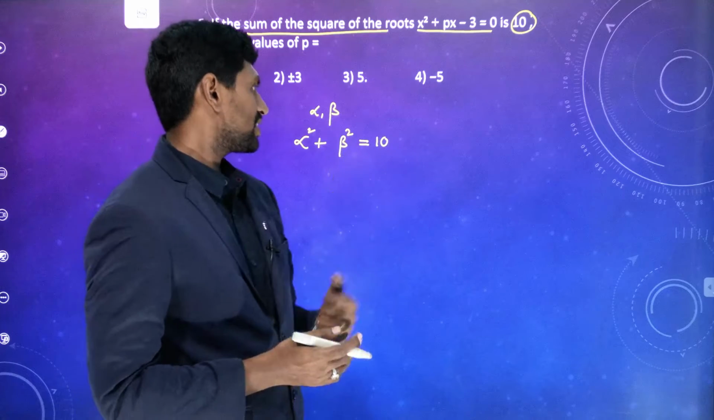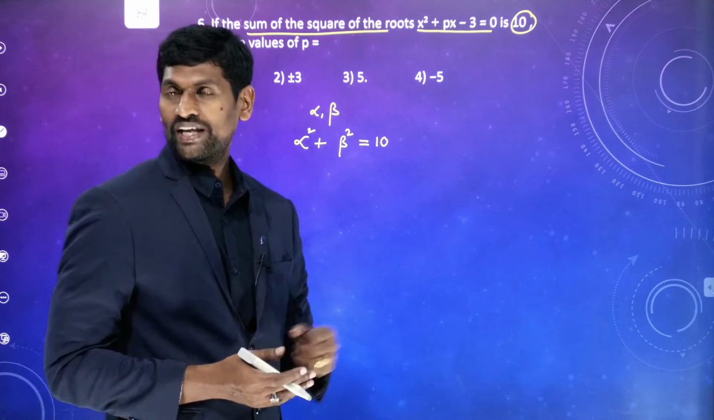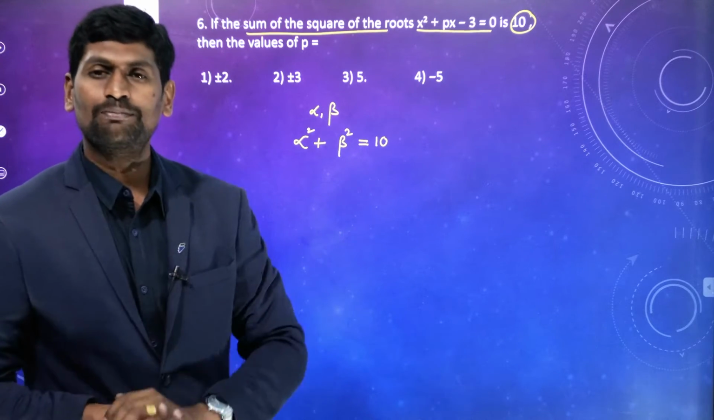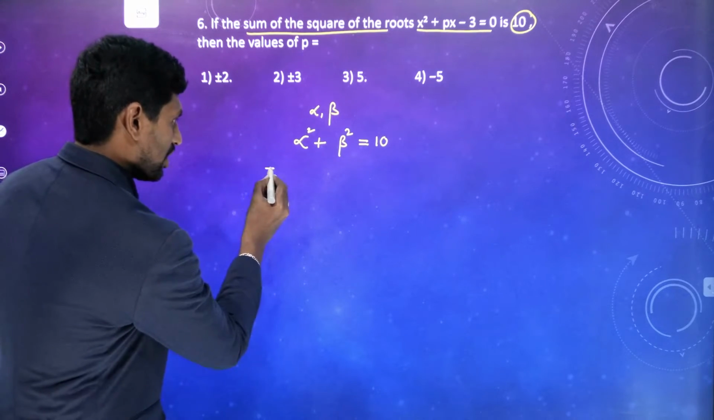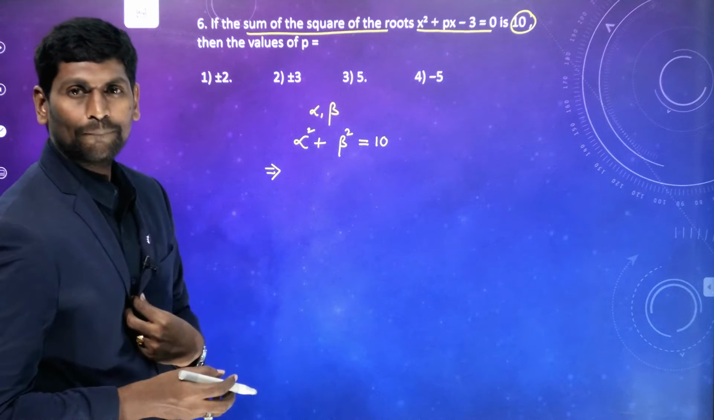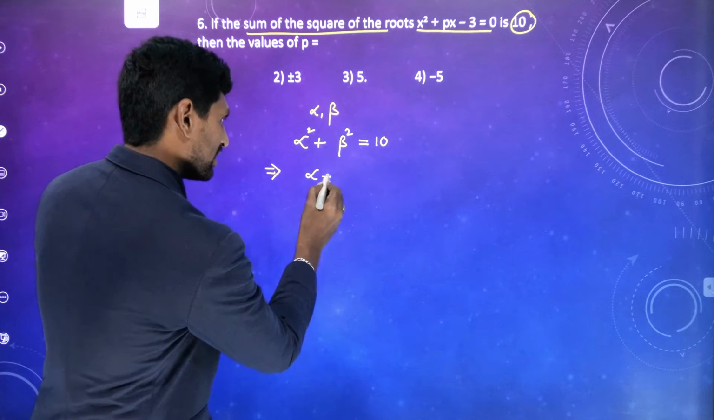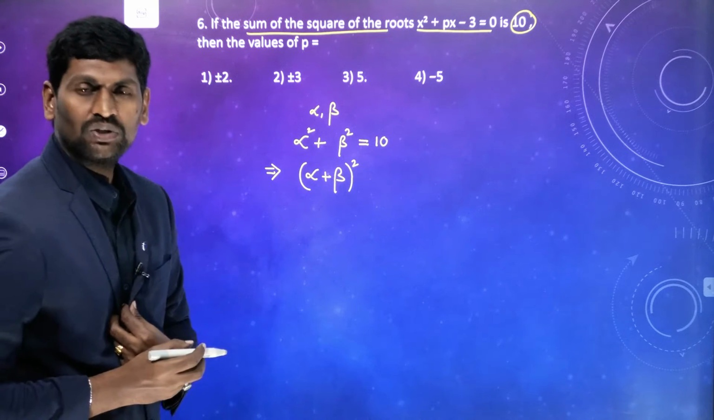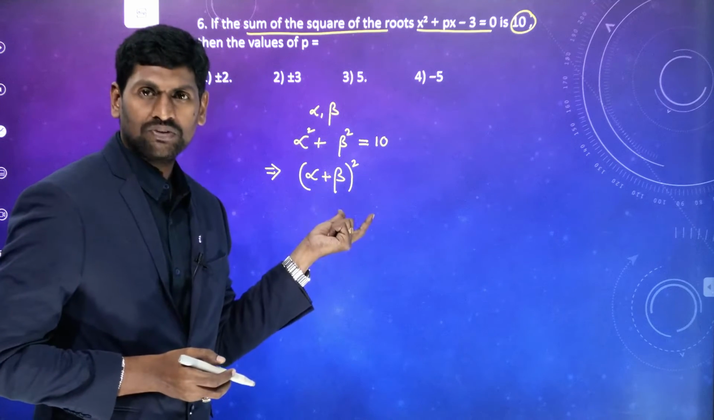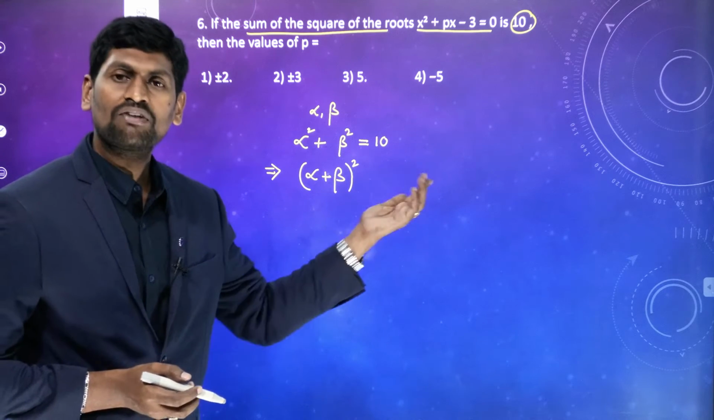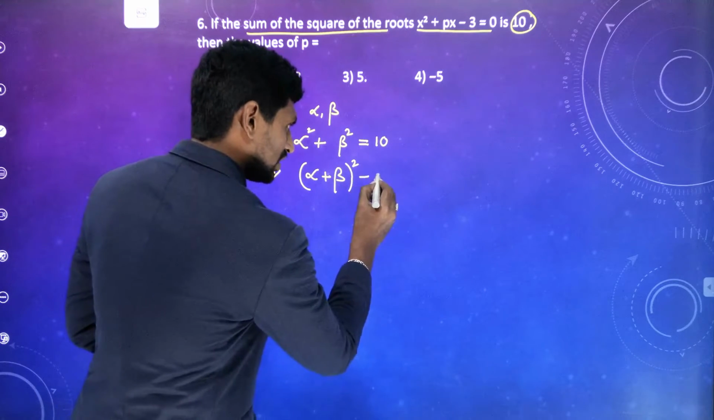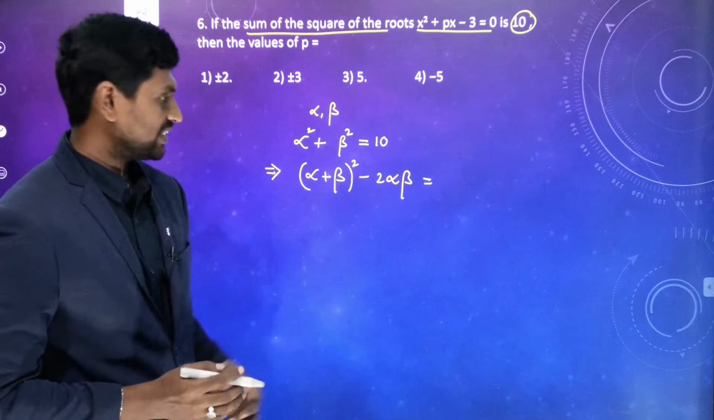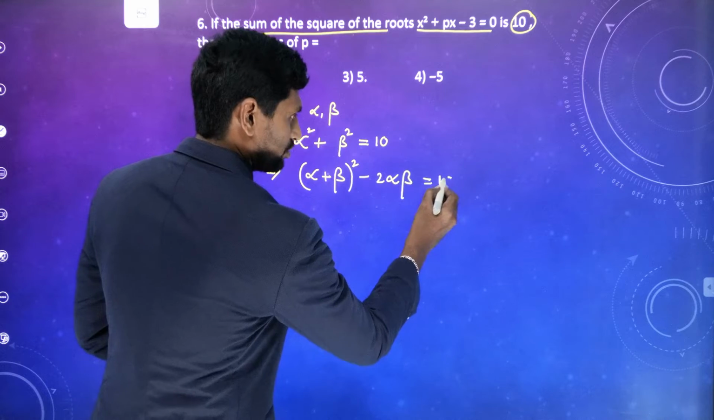So alpha square plus beta square, we already have the formula also, even though we can use the regular process. How can we write alpha square plus beta square? Now I am using the alpha plus beta whole square formula. Alpha plus beta whole square means alpha square plus beta square plus 2 alpha into beta. So if I remove that 2 alpha into beta, we just have alpha square plus beta square value, that is equal to 10.